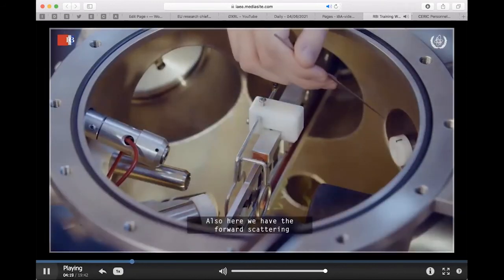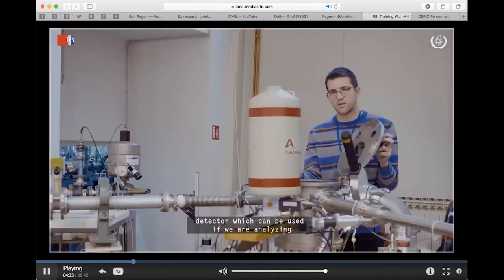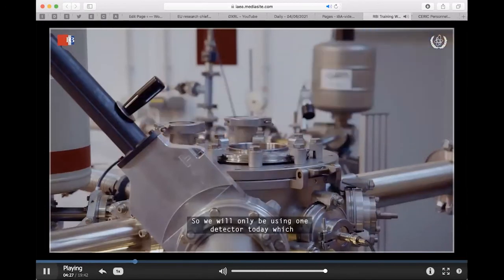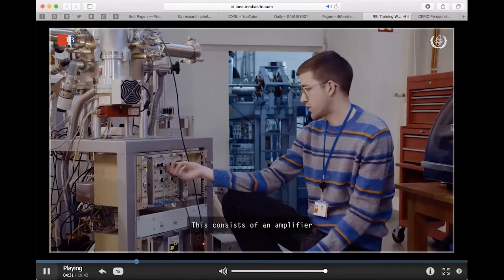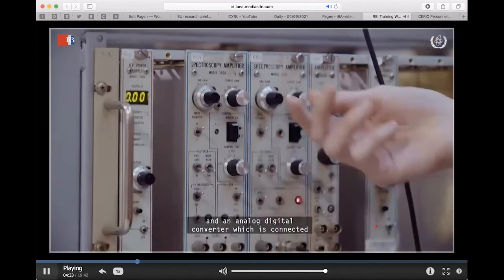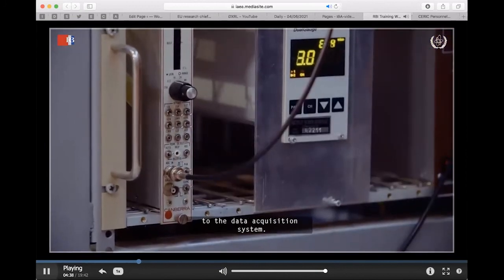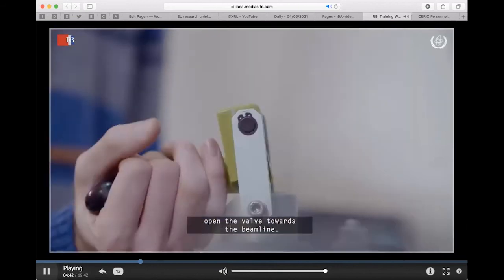Also, here we have the forward scattering detector, which can be used if we are analyzing some kind of thin film. So we will only be using one detector today, which means that we only need one electronics line. This consists of an amplifier and an analog digital converter, which is connected to the data acquisition system. When the vacuum is established, we can open the valve towards the beam line.